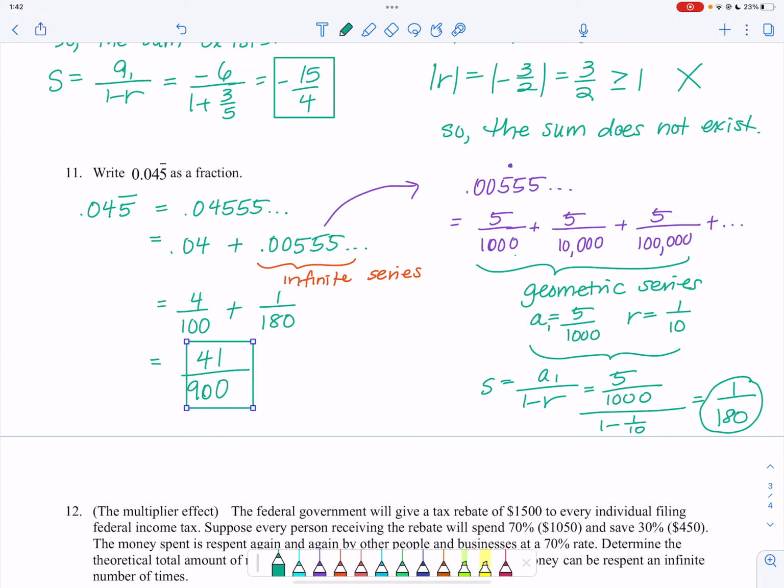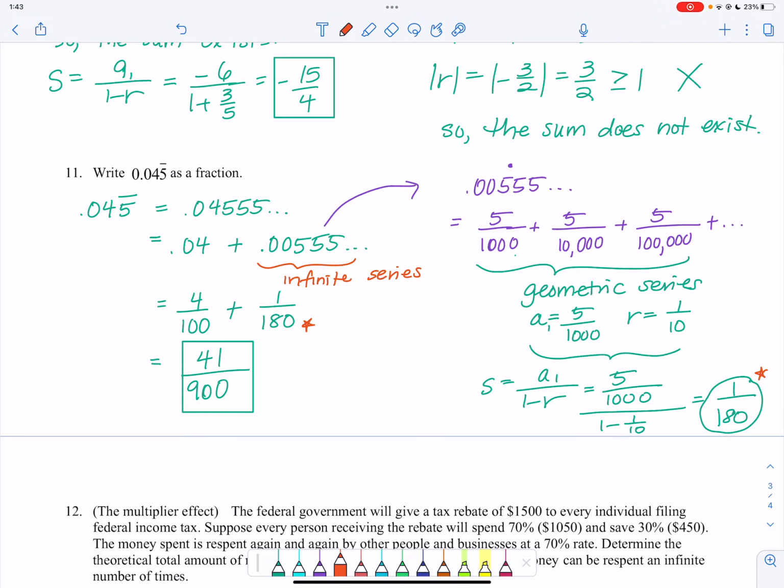And that's actually what 0.045 repeating is. So let me just put a little star by this. And that's where we came up with that 1 over 180.